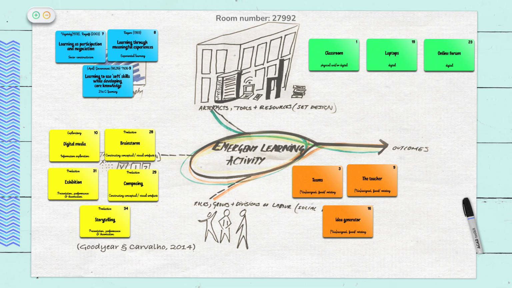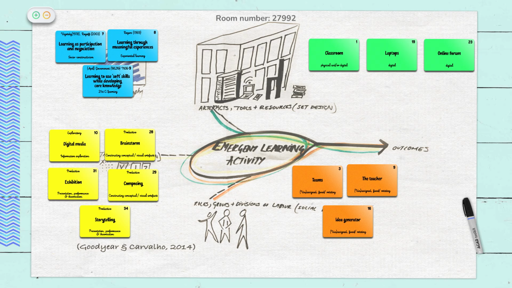Then composing, because they are creating a comic, and the storytelling, because as well they are telling a story, as the word says. Then in the part of pedagogy, I've put learning as participation and negotiation, because they are all the time arguing what they can select as a topic, and then in the process of making the comic, what they can put and what is most suitable. And this aligns also with the other cards that are learning through meaningful experiences and learning to use soft skills while developing core knowledge, because they are using electronic devices.